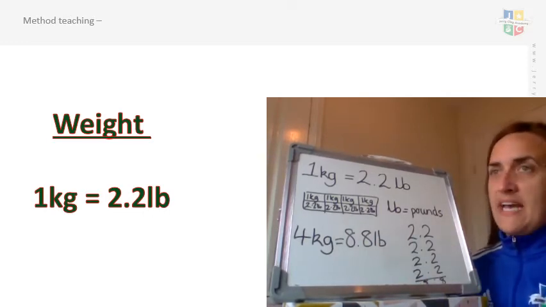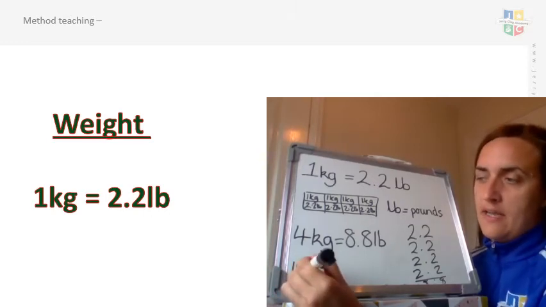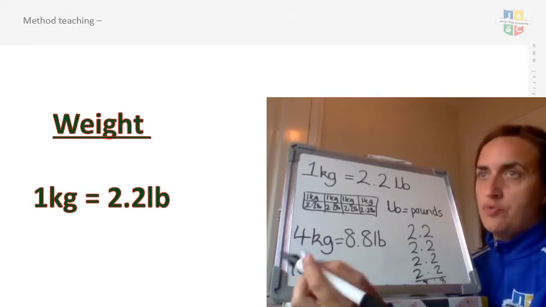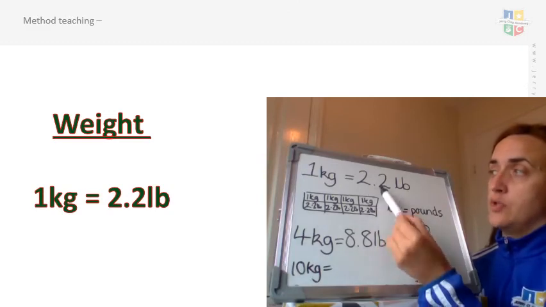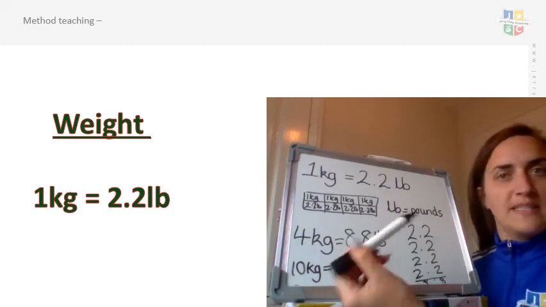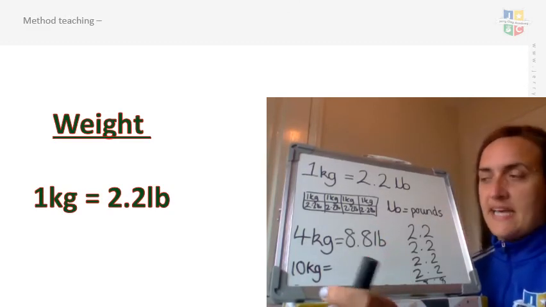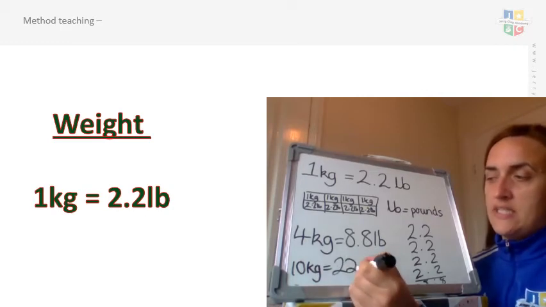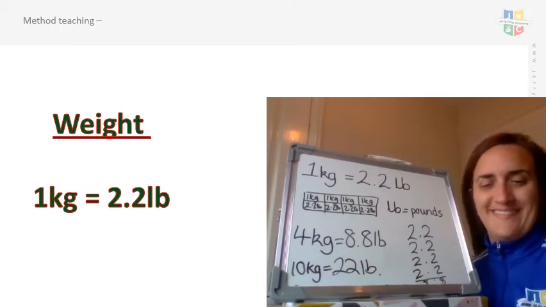Another example may be 10 kilograms. Now for this one, we should really just be doing 10 lots of 2.2. And I know that because I know my times by 10 skills. So that would be 22 pounds.